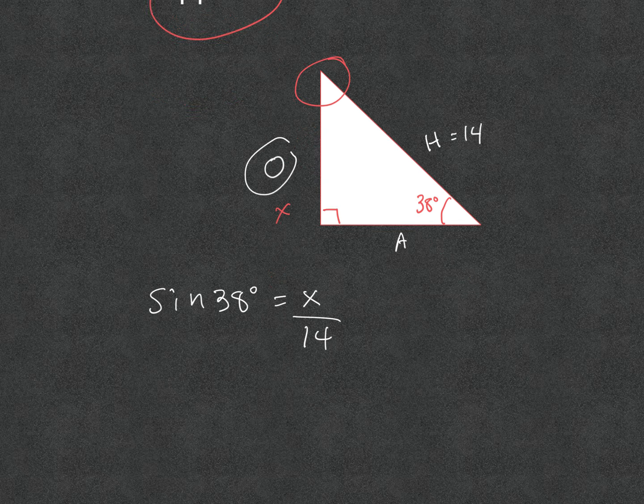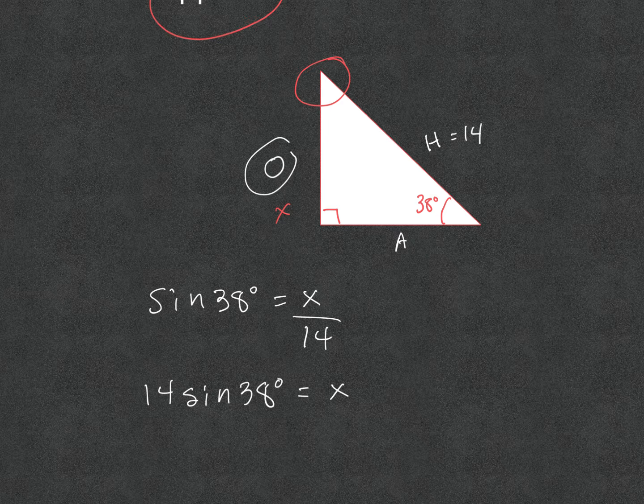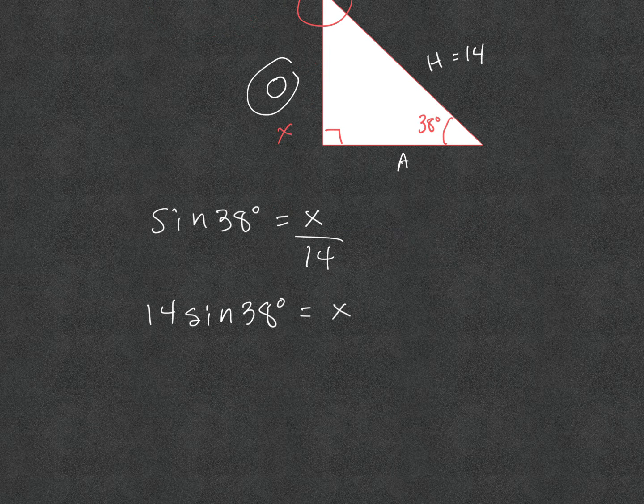Great. You're going to have to get out your calculator. So we're going to have 14 times sine of 38 degrees is equal to X. Make sure your calculator is in degree mode, not radian mode. And you get out your calculator and you do that. If you have any calculator problems, let me know. X is about 8.62. Great, let's take a look at another problem.